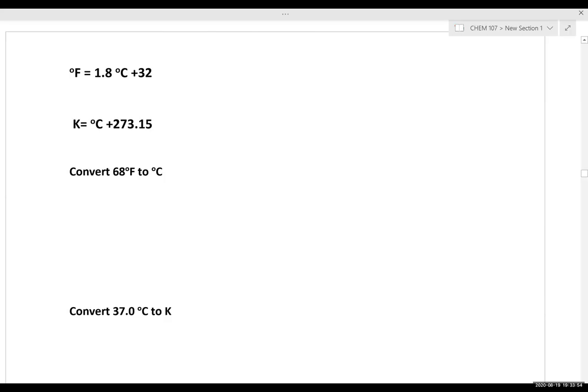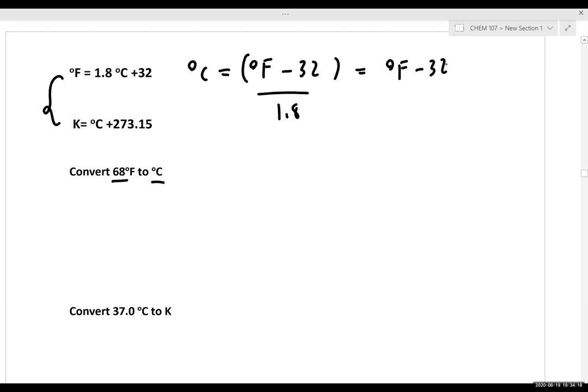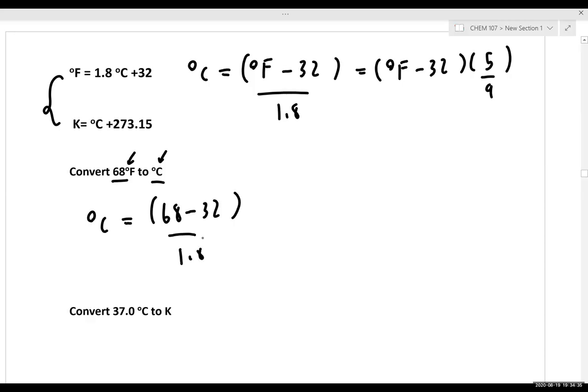So I'm given the following two equations. Let's first convert 68 degrees Fahrenheit to Celsius. In this case, we're going to use our other conversion factor, where degrees Celsius is equal to degrees Fahrenheit minus 32 divided by 1.8, which could also be written as degrees Fahrenheit minus 32 times 5/9. So if we're converting 68 degrees Fahrenheit to Celsius, we're solving for Celsius. So we plug in 68 minus 32 over 1.8.